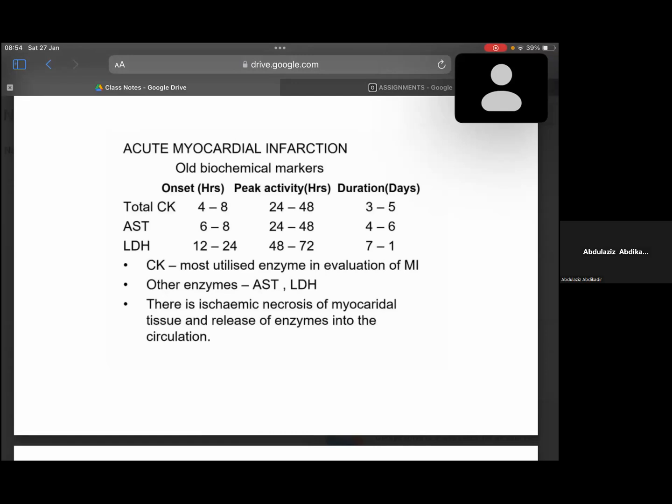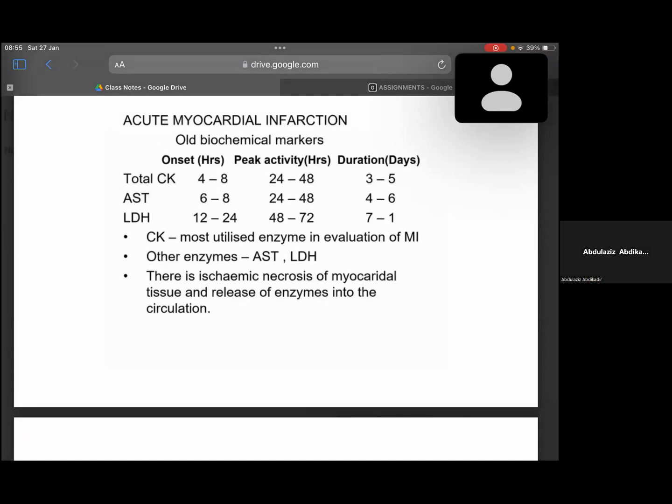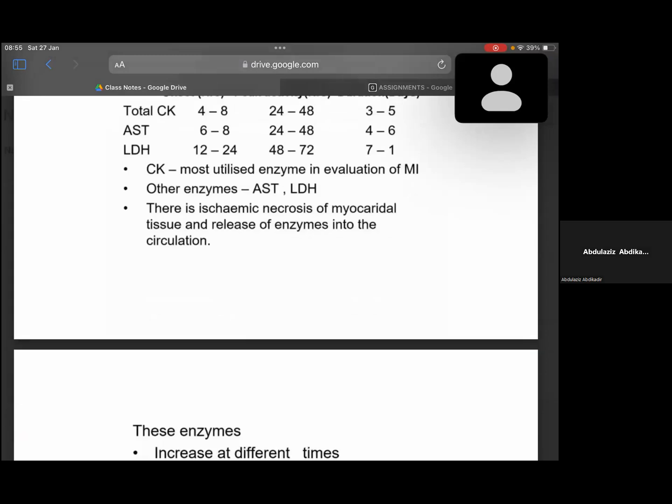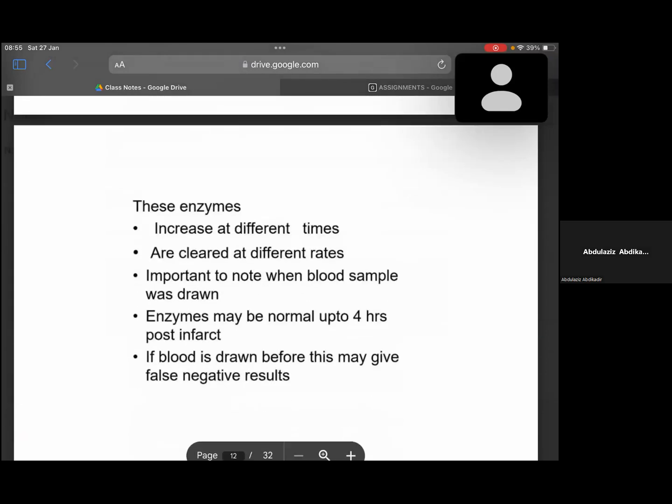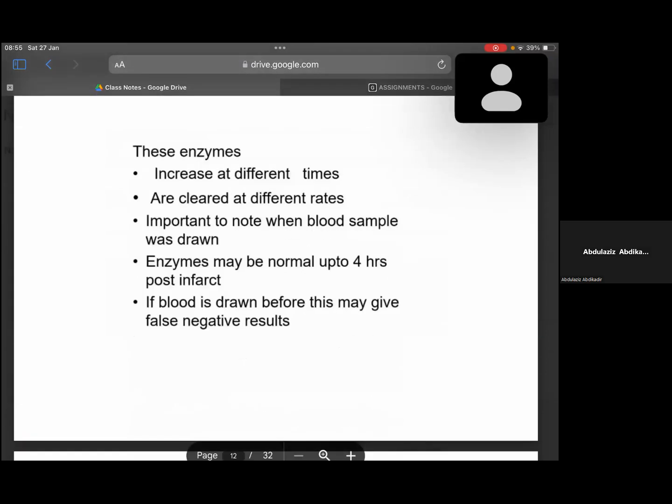I hope you understand by that point. They stay for long, so you can check for an MI, a cardiac event that happened around a week ago, 7 days. Troponin T goes up to 14 days. So these enzymes, they rise at different times. They are cleared at different times. I will show you a graph for that.